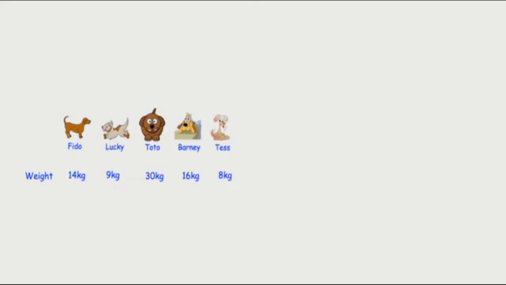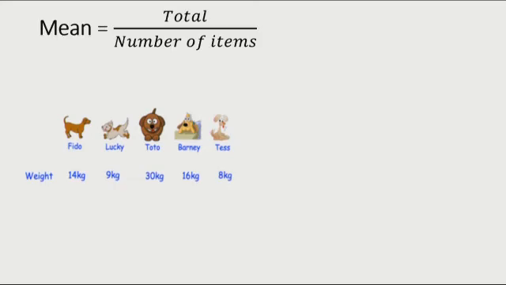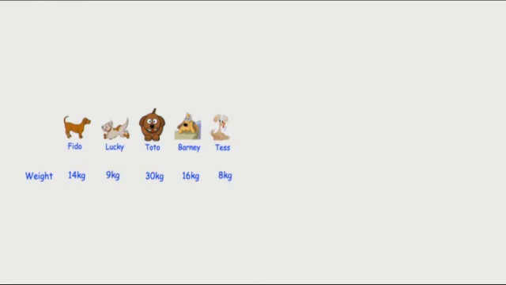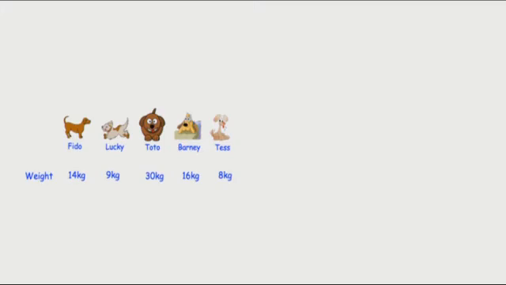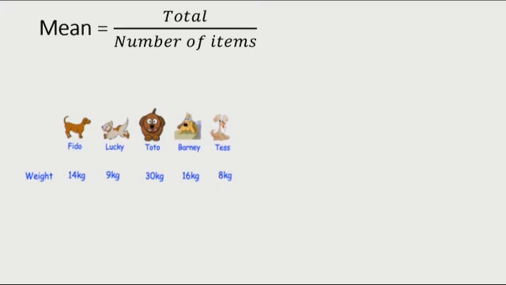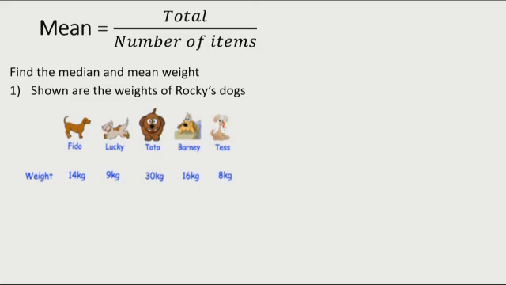Okay? You've got the mean equals the total divided by the number of items. If we go back on what we've just seen, the total divided by the number of items. Why number of items? There were 4 of them. That's the number of items. Okay? So that's what we've seen. On the next one, total divided by number of items. Okay? So we're going to find the median and the mean.